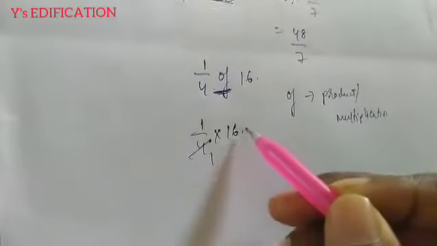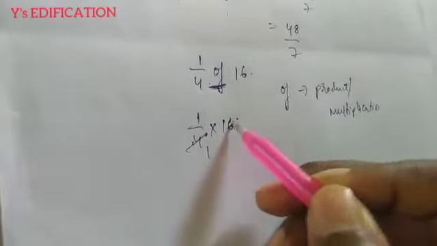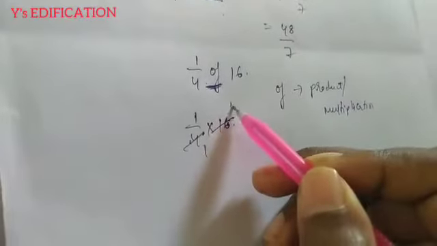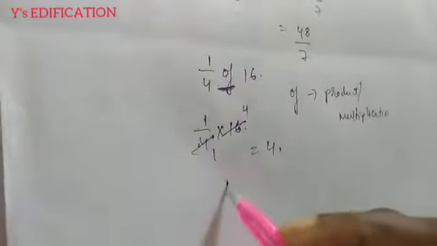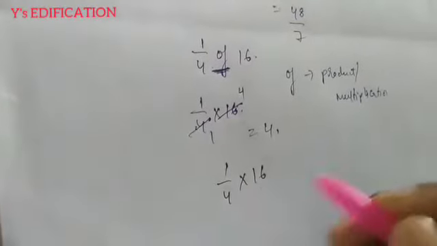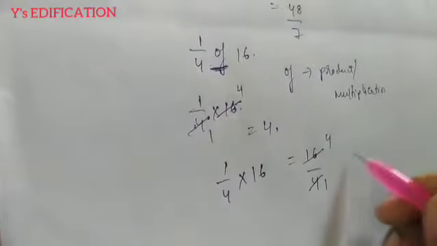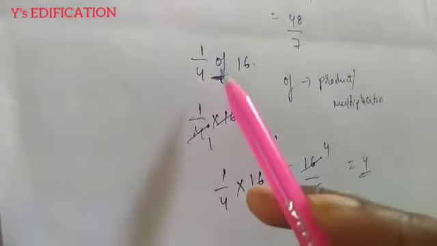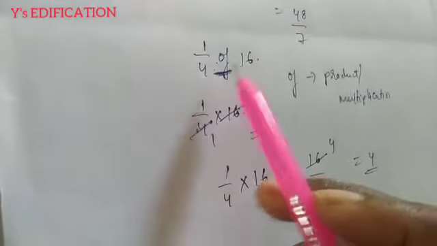So 4 into 1, here we can cancel. This is the denominator and this is the numerator, so we can cancel these two. 4 into 4, that is 4 is the answer. Or simply just multiply. 1 by 4 into 16 means 1 into 16 is 16 by 4. Cancel this, 4 into 1, 4 into 4. So 4 is the answer. So whenever there is an 'of' between two numbers, that means it is a multiplication.